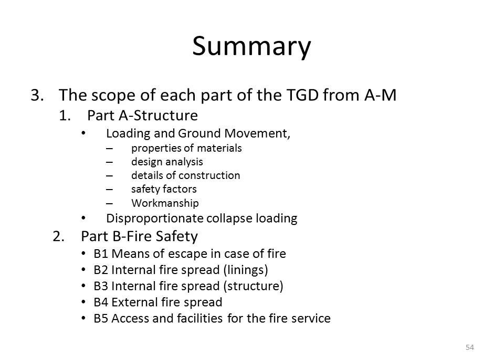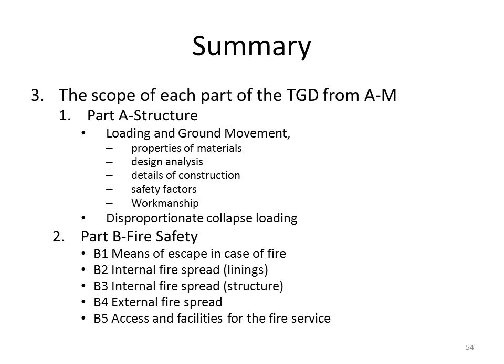We also had a look at the scope of each of the technical guidance documents from A to M. So here's a quick summary. Part A, structure, covered loading and ground movement, and areas such as properties of materials, design analysis, details of construction, safety factors and workmanship, and also disproportionate collapse loading for larger buildings. Part B, fire safety, covered B1, means of escape in case of a fire.